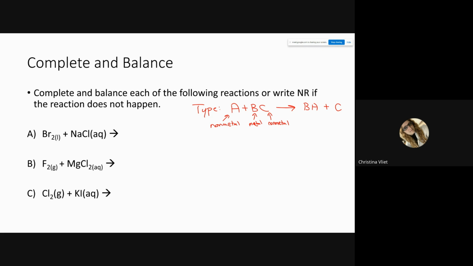So with reaction A, what are we comparing? Bromine versus chlorine. So bromine kicks chlorine out. Is bromine stronger than chlorine? Bromine is weaker, because it's less electronegative. It's lower on the periodic table is another way of saying that. So the answer here is no. Does not happen. No reaction.